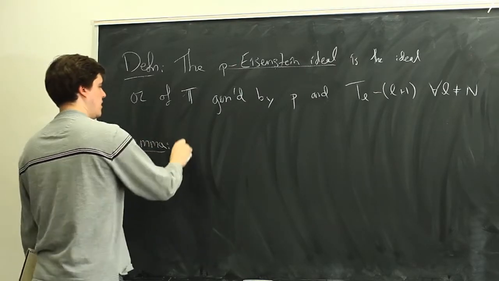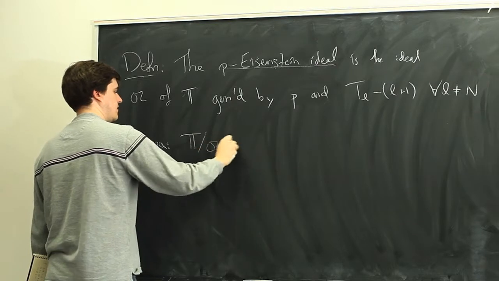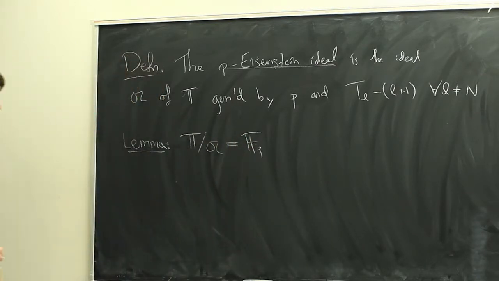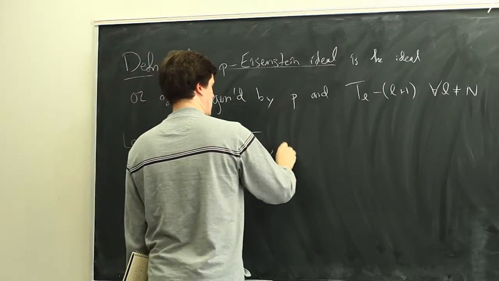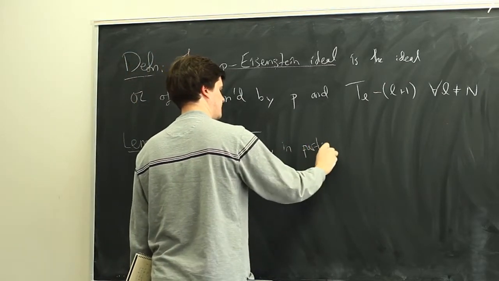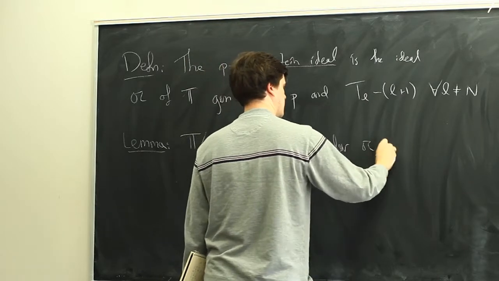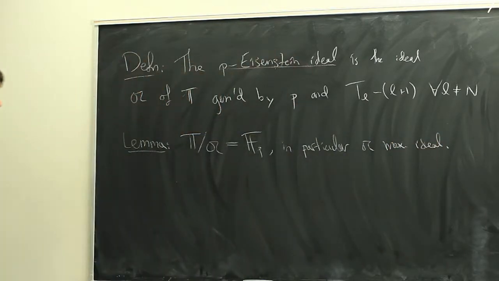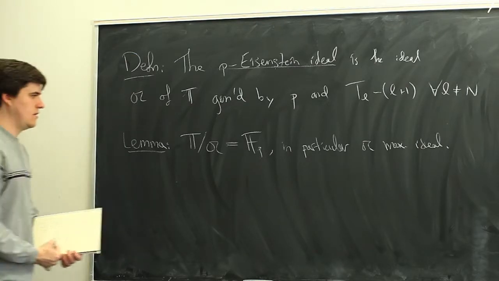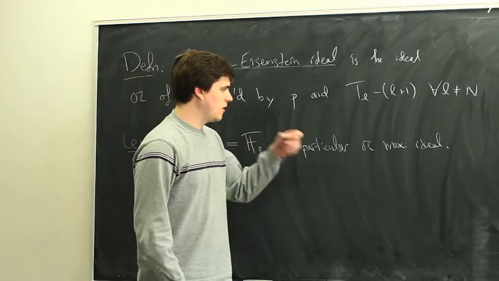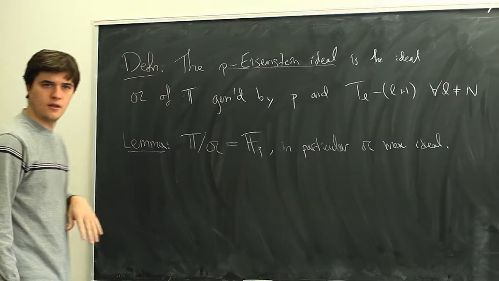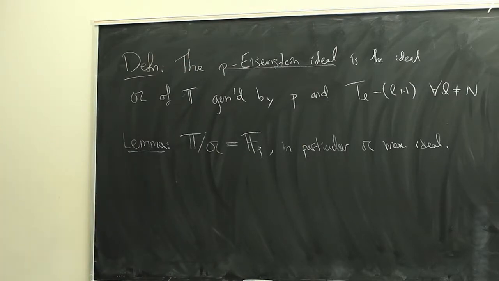Okay, so first thing I want to show is that the quotient of T by A is FP. So in particular, A is a maximal ideal. And the hard part of this statement, well, it's not hard given what we have, but the harder part is to know that this ideal is not trivial. Right? Why isn't it just the unit ideal? And it's not because we have a form in our set S.